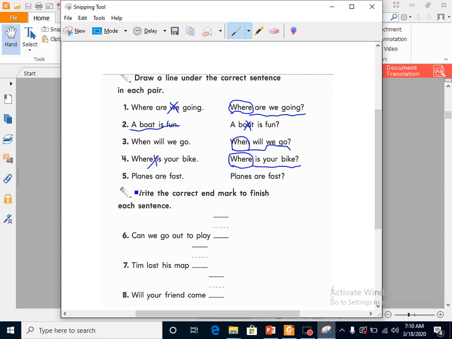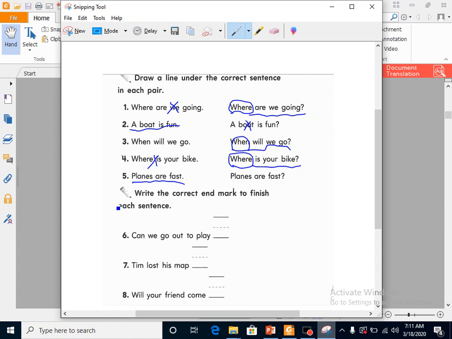Okay, number five. Planes are fast. What do you think? Is he telling you here or asking you? Yeah, he's telling me. He's just telling me that the planes are fast. So, is this a statement or a question? Statement. It doesn't start with a question word because "planes" here is a noun. It's a thing. So, it's a statement. It must end with a period. Very good. So, this is the correct one. Let's go to the next question.